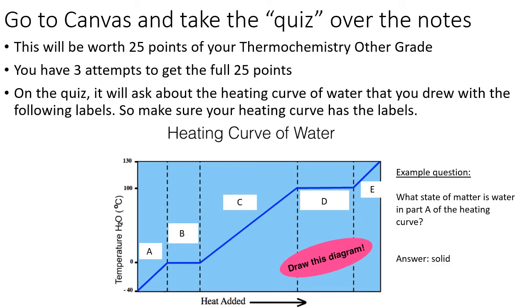So you're going to go to Canvas now and take a quick little quiz. It's just over these notes. It'll be worth 25 points of an other grade. It's like 5 questions. The only thing is on the quiz, I'm going to ask you about a heating curve, and it's going to have these labels. So just label your heating curve like that. Like I'm going to say, what state of matter is water in part A of the heating curve? A right here, it's a solid. B, liquid to solid. C, liquid, etc.